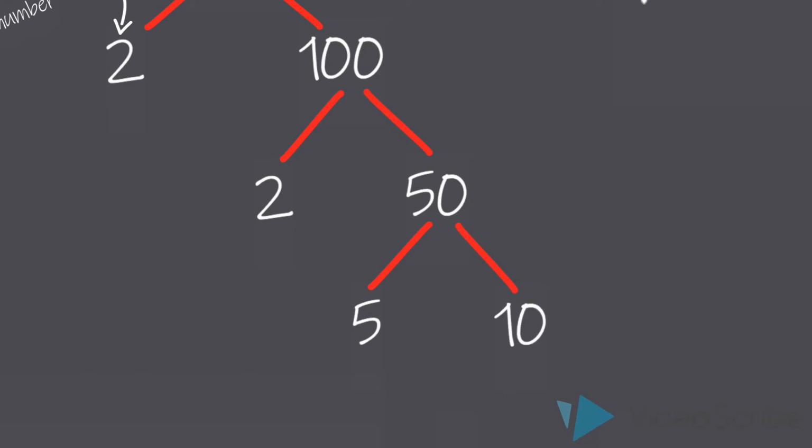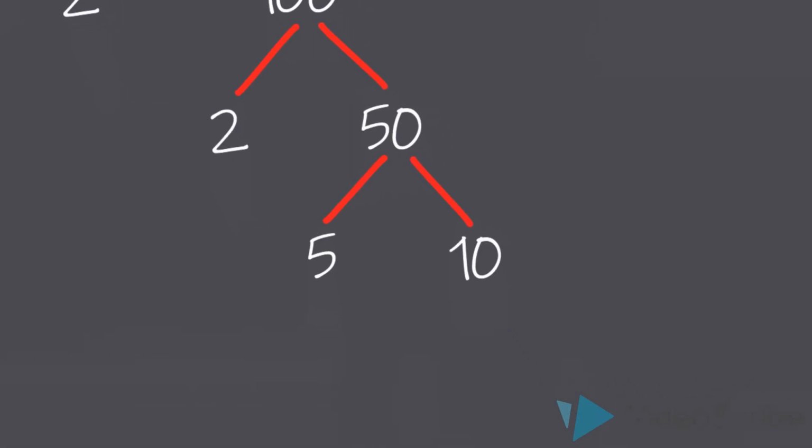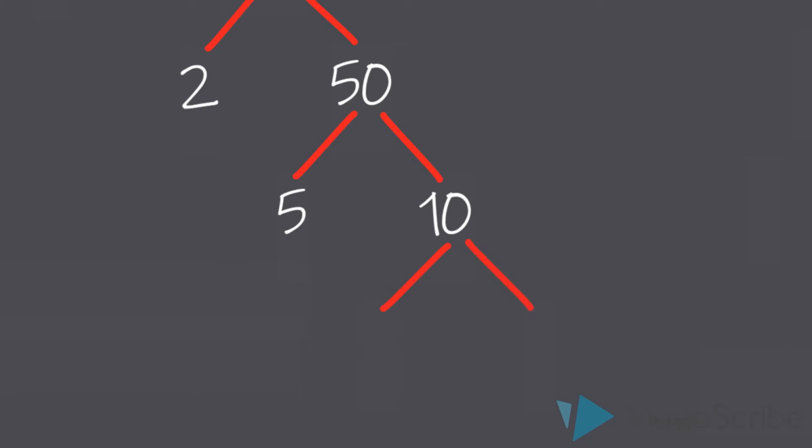Now let's take a look at 5 and 10. 5 is prime, so it cannot be broken down further, but 10 is still composite. 10 can be broken down further yet into 2 and 5, both prime numbers now. We have no more composite factors to break apart. So we have all the prime factors we need.